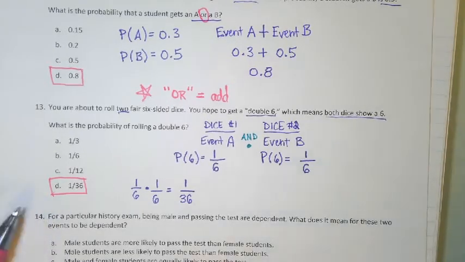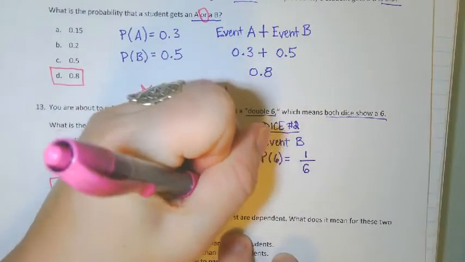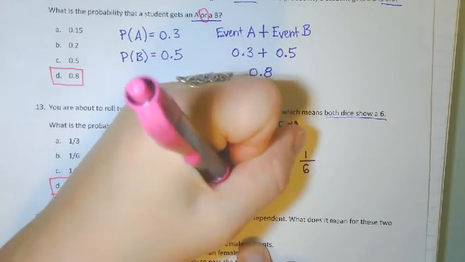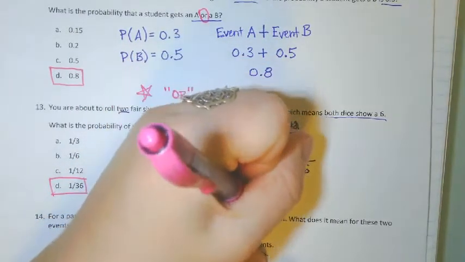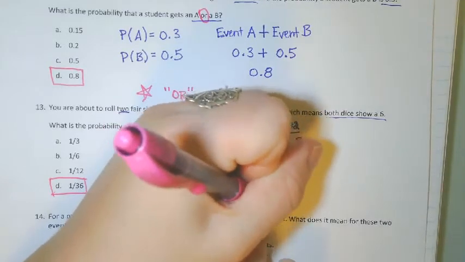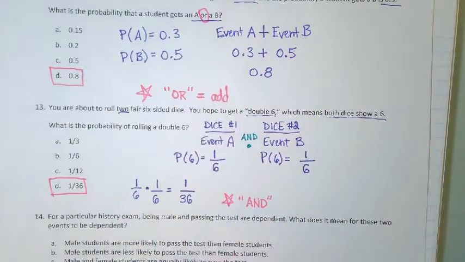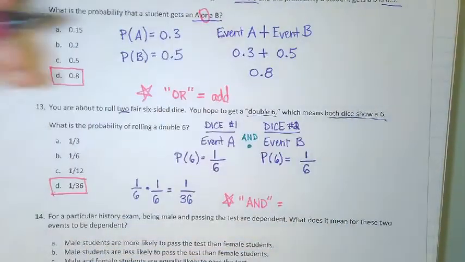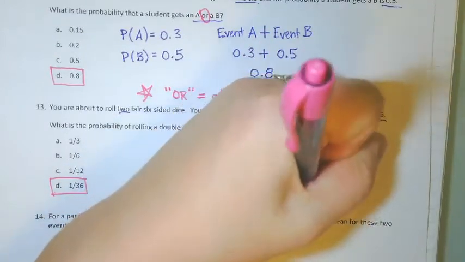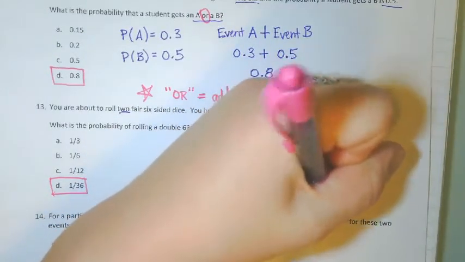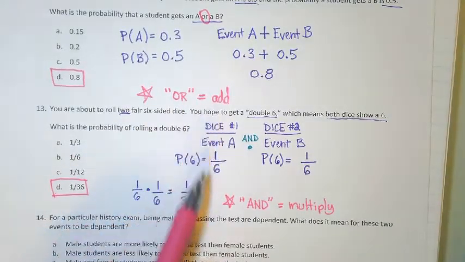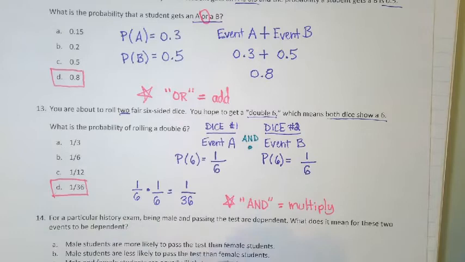Again, maybe something you'd also want to put in your notes: if we have several events taking place and it's an and situation, this needs to occur and this also needs to occur, that is an indication for us to multiply together the individual probabilities. So or means to add, and means to multiply.